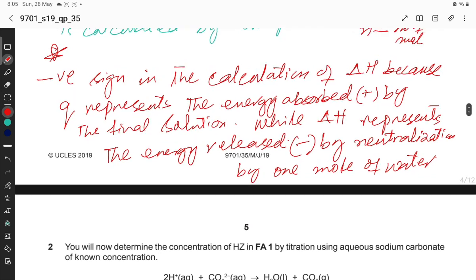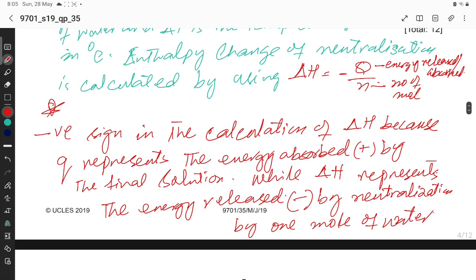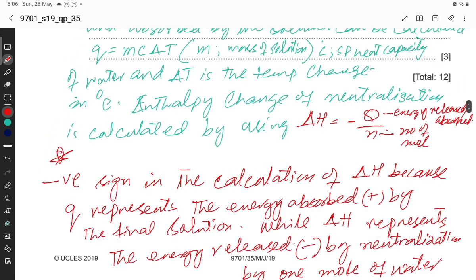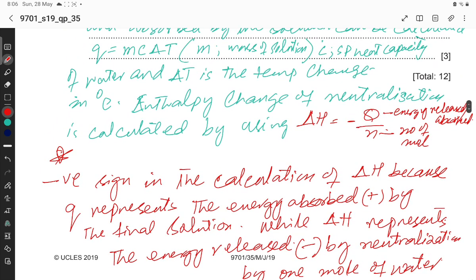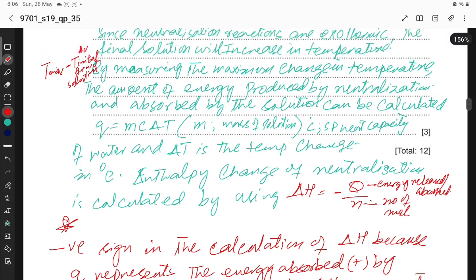Since the value of Q will always be inaccurate due to unaccounted energy loss, there will be a discrepancy between the theoretical value of delta H of neutralization and the experimental value. The sign of the enthalpy change of neutralization is always negative, because heat is released. So hopefully you got this question. Thank you.